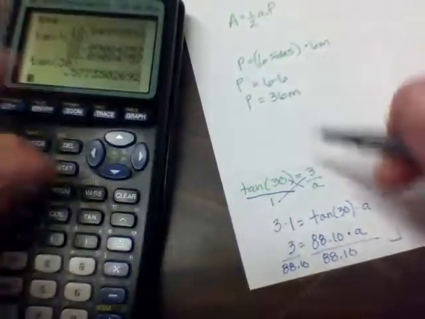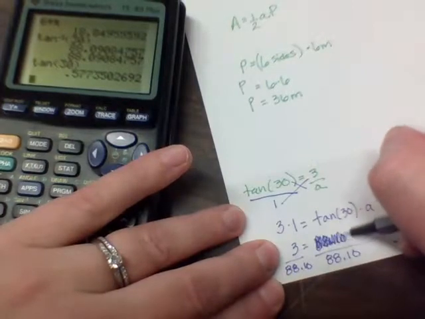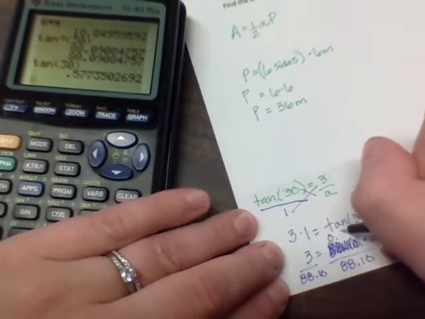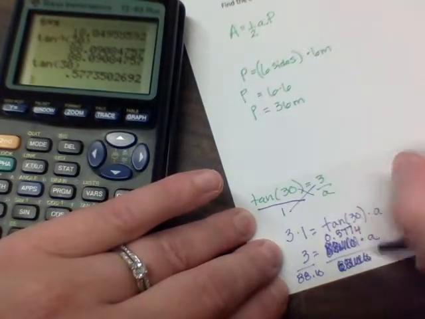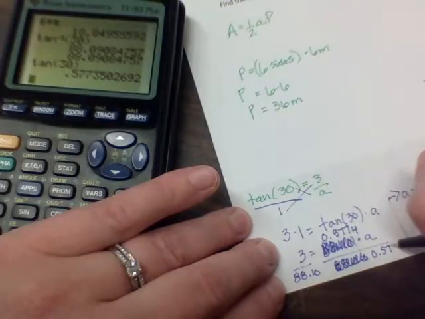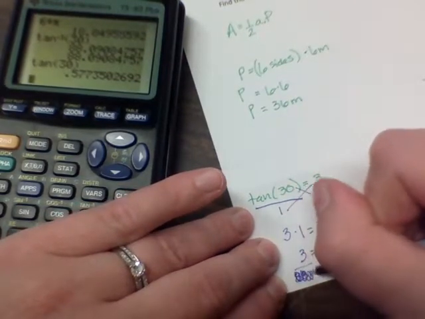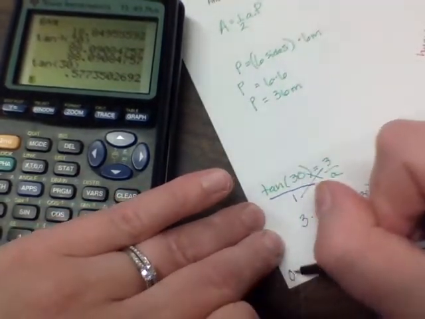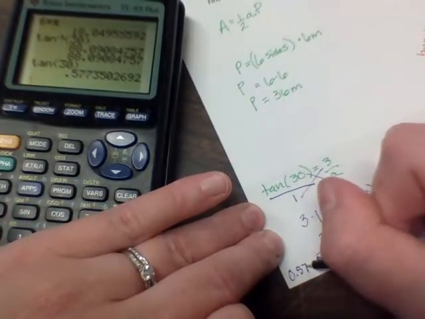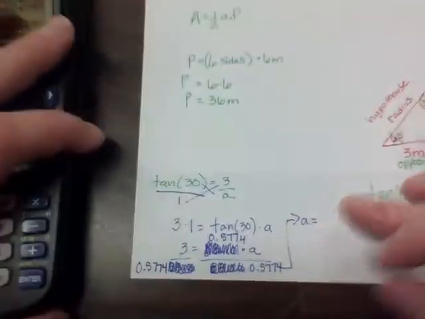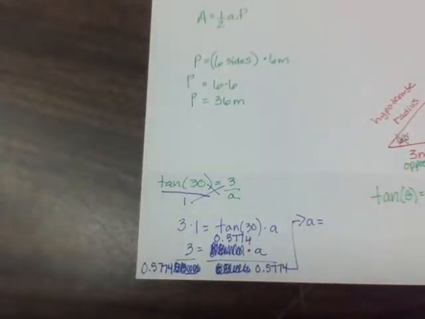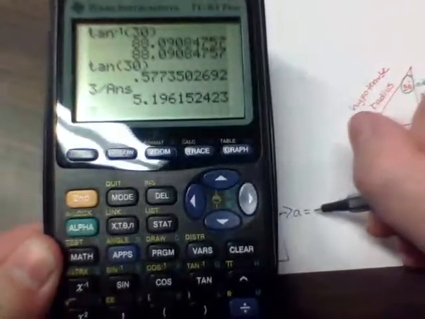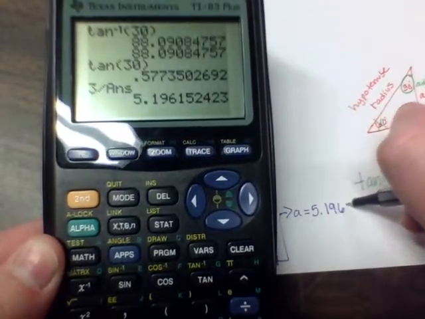Okay. This number is 0.5774. Sorry, I did tangent inverse, so you really weren't going to get what I had rather than just tangent. All right, so in that case, we're dividing by this 0.5774. And so 3 divided by that is going to leave us with 5.1962 for an apothem.